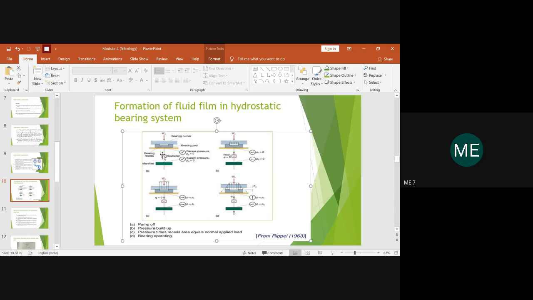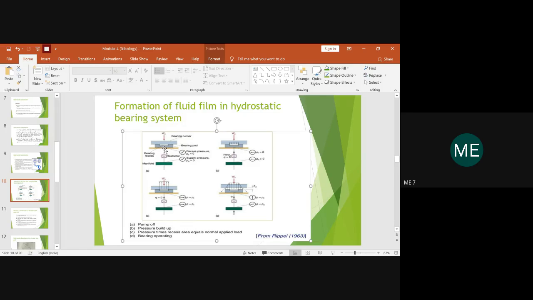So here you can see this is the initial position where the pump is off. Pump is off in the sense the required pressure is not being supplied, right? So the initial stage. You will be having a bearing runner here. Next to the bearing runner, you'll be having a bearing pad, right? In between this bearing runner and bearing pad, you'll be having a bearing recess. Here you'll be having a surface which supports the bearing pad.